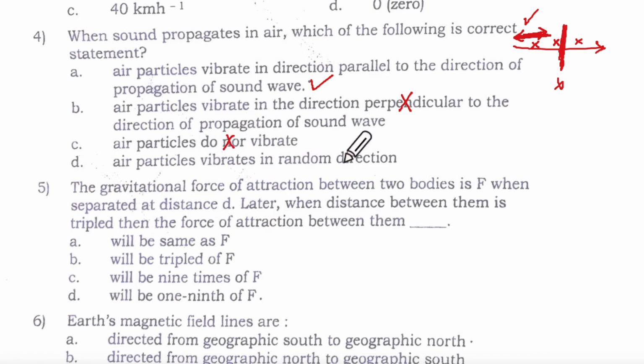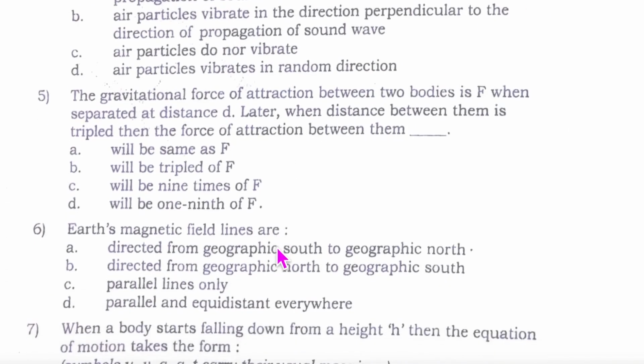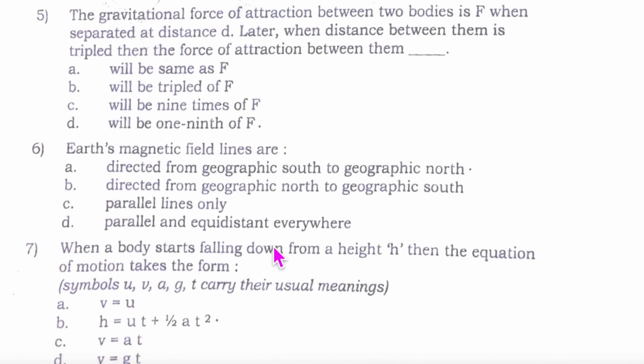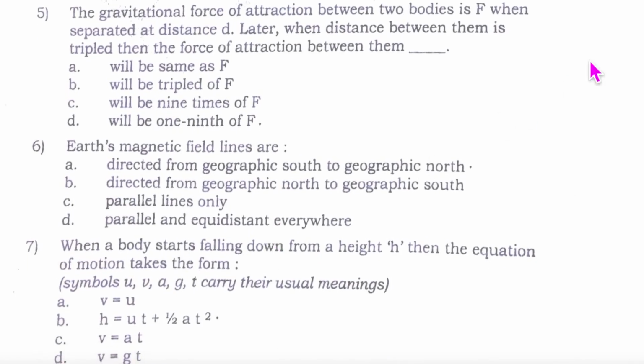And they vibrate in random directions? No, they form compressions and rarefactions. So the correct option is A. If anybody got confused, then you have to give yourself 0. If you knew it, you can give yourself that mark. Okay.